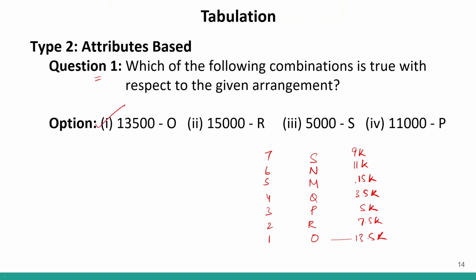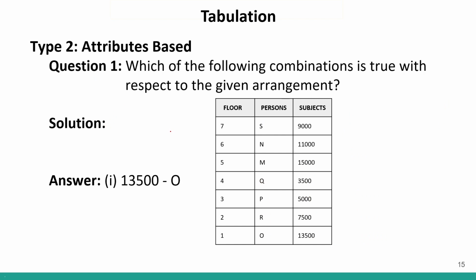15,000 and R is not true. 15,000 is with M. Correct? 5,000 and S. So this is also not true because 5,000 is with P, and 11,000 and P. So this is also not true because 11,000 is with N. So the only true is option number 1, that is 13,500 with O. This was the only true. Okay? This is the arrangement.